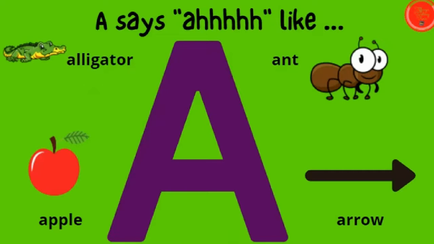Now, let's talk about what A sounds like. A says, ah, like an alligator. Apple. Ant. Arrow. To make the short A sound, you're going to drop your jaw and say, ah, alligator.